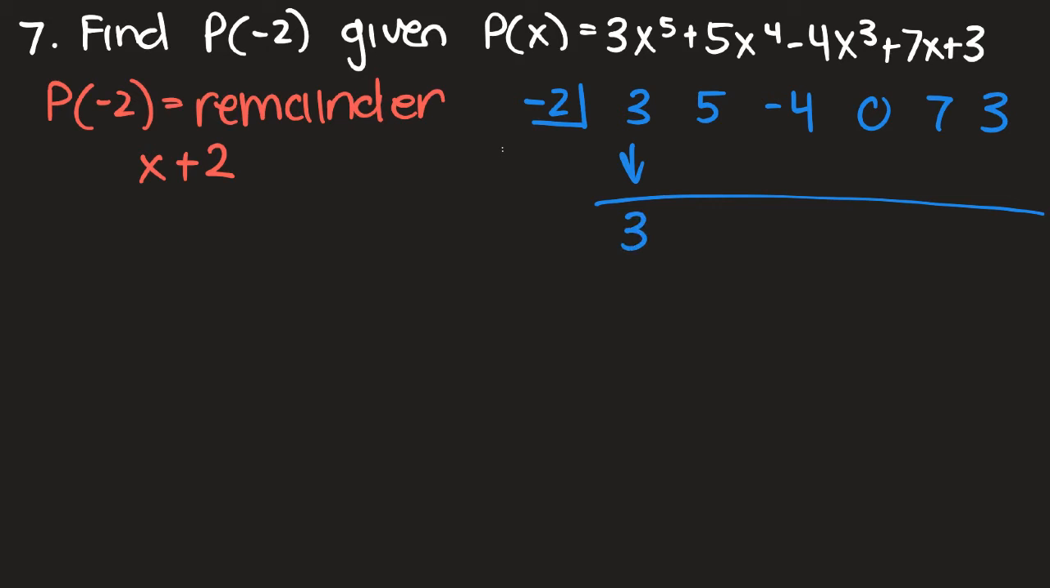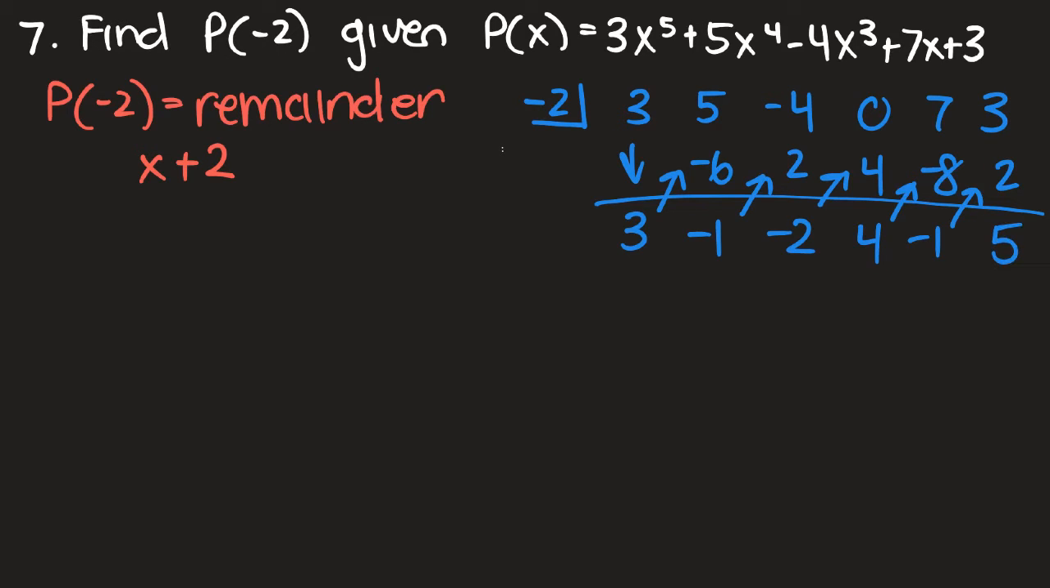Then I'm going to take that 3, I'm going to multiply it by negative 2. I get negative 6. I'm going to add them together. Then I have that negative 1. We're going to do the same thing. Negative 1 times negative 2 is positive 2. That goes here. I add them together, I get negative 2. Then I'm going to do the same thing. Negative 2 times negative 2 is positive 4. Add them together. This becomes negative 8. Add them together. And the last one becomes positive 2. I add them together and I get 5.